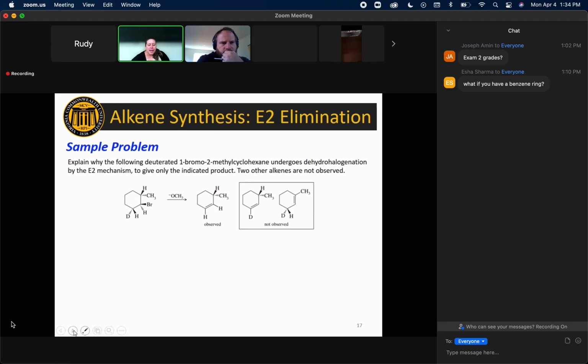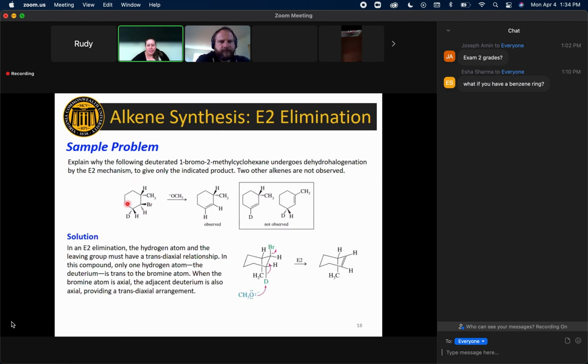Okay, so hopefully my last slide was a big old hint for you guys, but it turns out that because this is in a ring system, we have to orient our ring so that that bromine is in an axial position. When we put our bromine in the axial position, we will see that the only options for what's anticoplanar are a deuterium or a methyl group, right? So if I look down this bond, I can have an anticoplanar arrangement, or if I look down this bond, I'll have an anticoplanar arrangement.